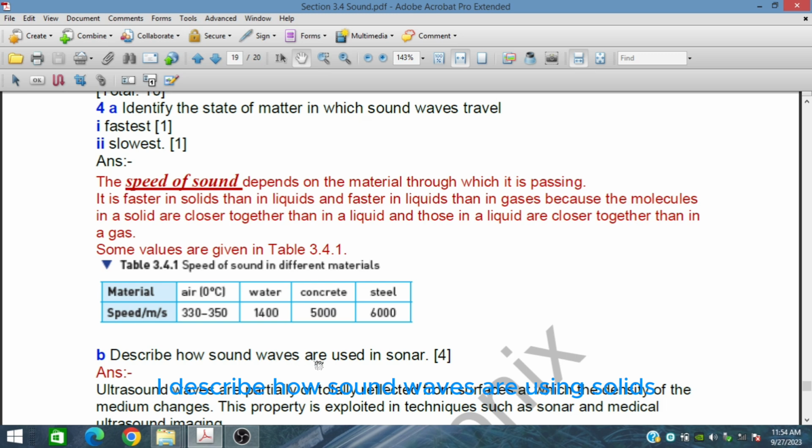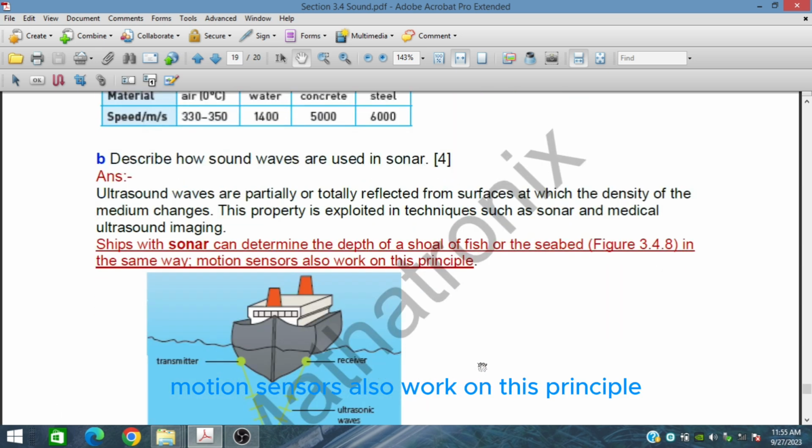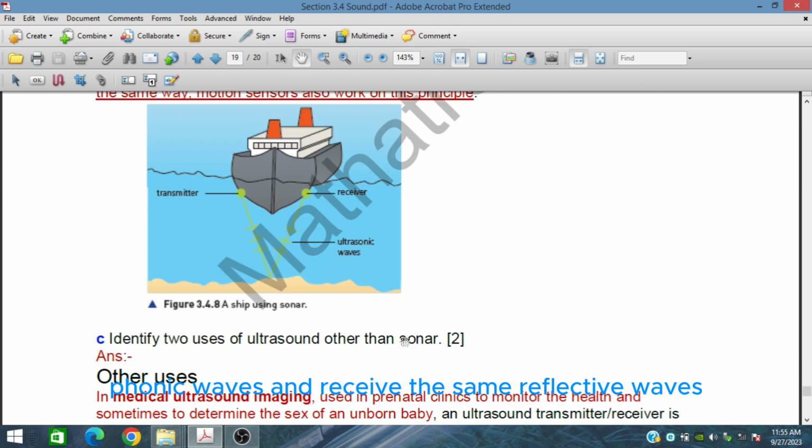Describe how sound waves are used in sonar. Ultrasound waves are partially or totally reflected from a surface at which the density of the medium changes. This property is exploited in techniques such as sonar and medical ultrasound imaging. Ships with sonar can determine the depth of a shoal of fish or the seabed. In the same way, motion sensors also work on this principle. So this is achieved by transmitting ultrasonic waves and receiving the reflected waves.